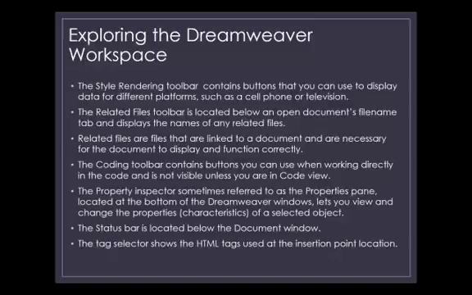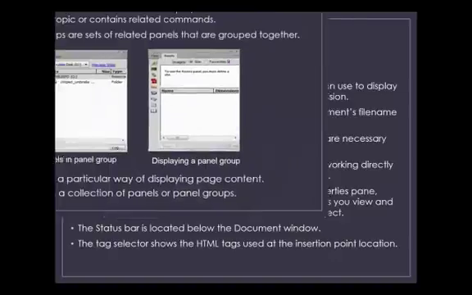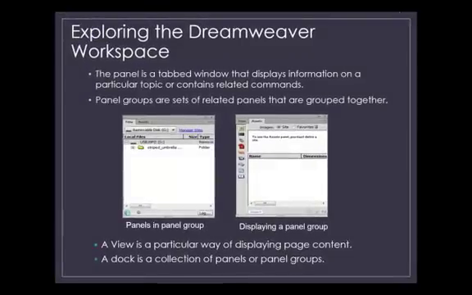They contain buttons that you can use to execute frequently used commands that are available on the File and Edit menus. The Style Rendering toolbar will contain things that you can use to display the data for different platforms, such as a cell phone or a television. And you can also display or hide the Document, Standard, and Style Rendering toolbars by right-clicking on an empty area of the open toolbar and then clicking the toolbar name you wish to display or hide. You can also get there by going to the View menu and then down to the Toolbars menu.